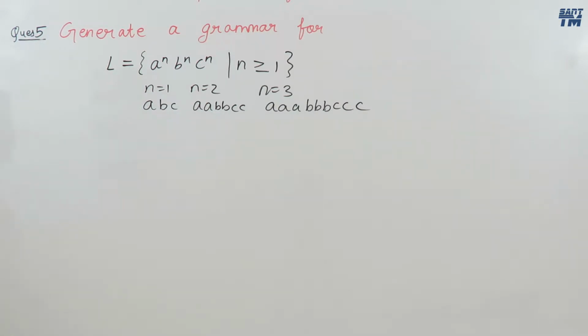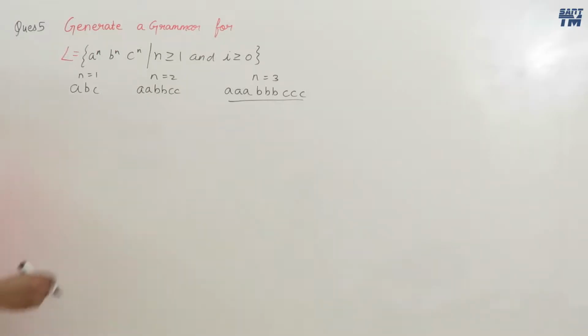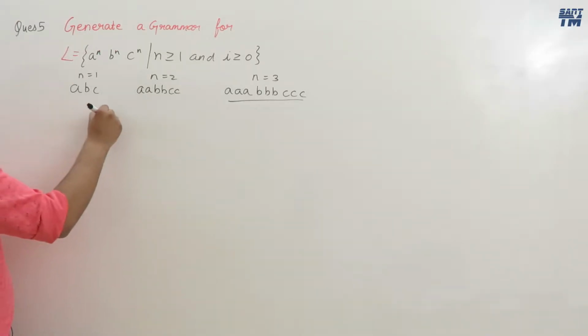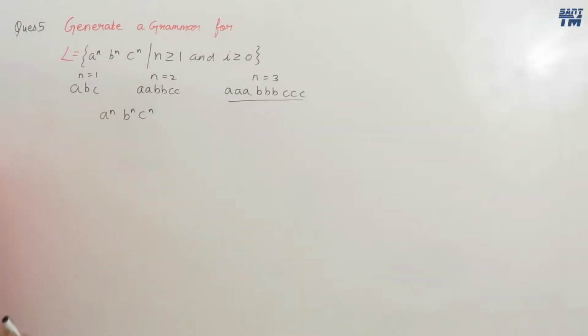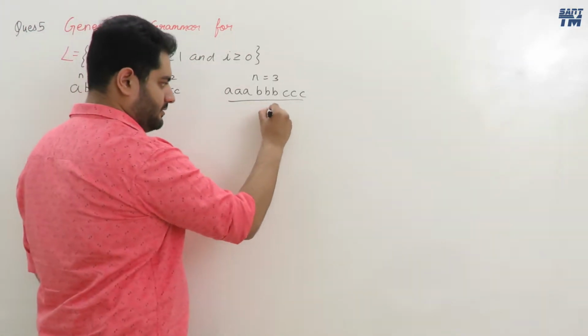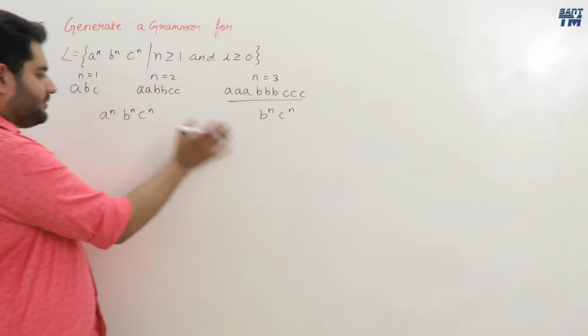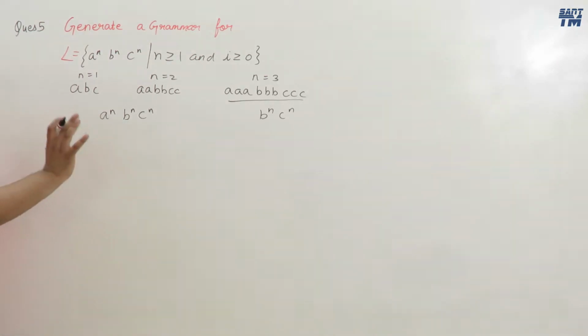For generating the grammar we need production rules. So let's define the production rules now. Consider the language a^n b^n c^n. We will proceed in two parts. First we will consider b^n c^n only. After computing this we will merge the result with our original language.